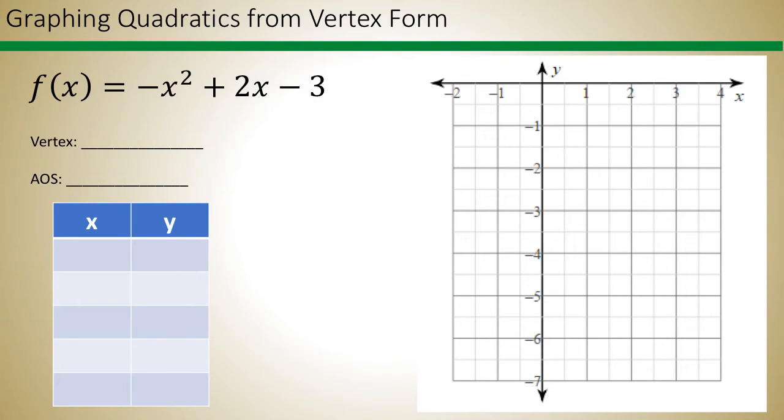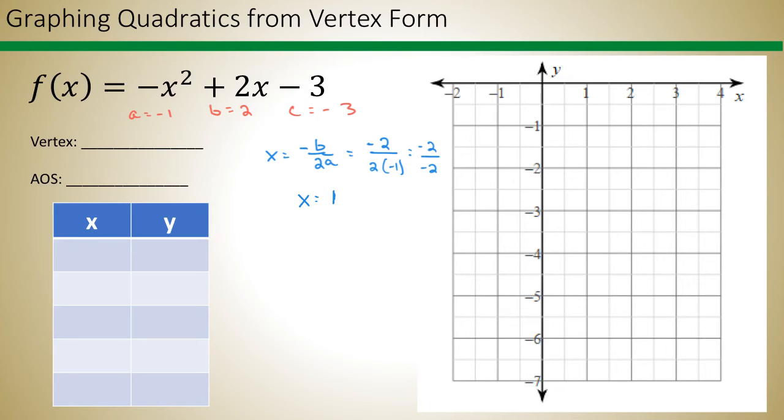So this function here, first thing, it is in standard form. Let's identify what a, b, and c are. So a is -1, b is 2, c is -3. Now to find the vertex, we're going to say x is -b over 2a. So b is 2, so that's -2 over 2 times -1, which is -2 over -2. So we get x is equal to 1.